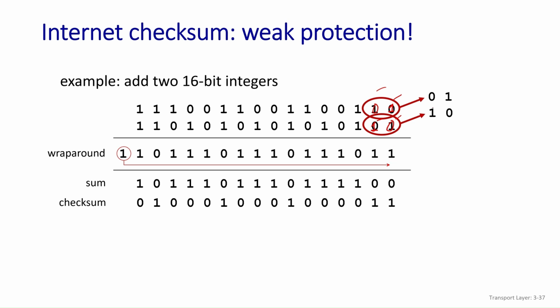If I add 1 and 0, the sum is 1. 0 and 1, the sum is 1. So such an error will not be detected at the receiver. Do we have an error in this case or not? Yes, we do have an error, but it will not be detected. So this is a shortcoming. In cases where bits at similar positions in two chunks are changed, the receiver won't be able to detect it.